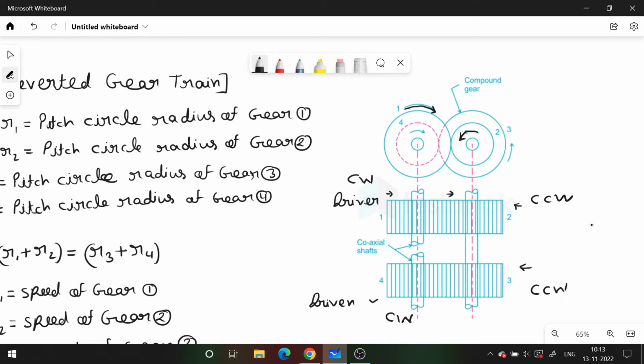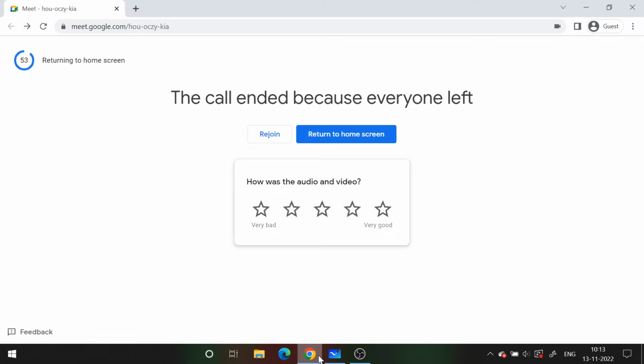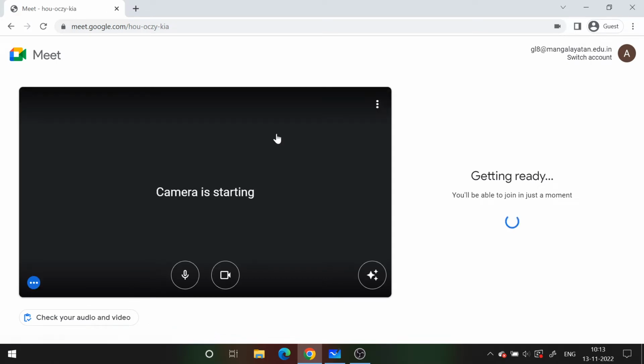The numericals on reverted gear train are the same as in compound gear train. Okay.